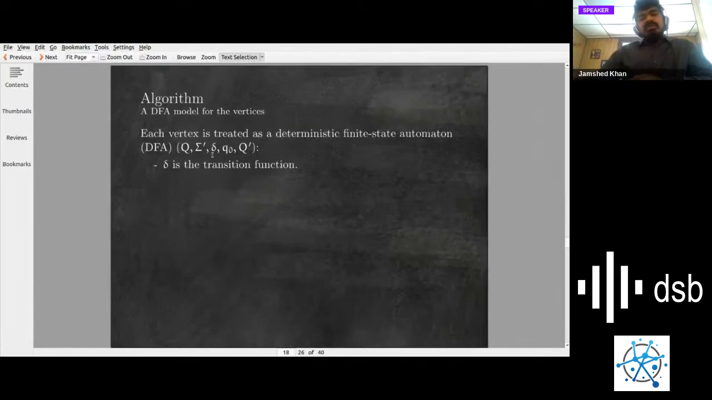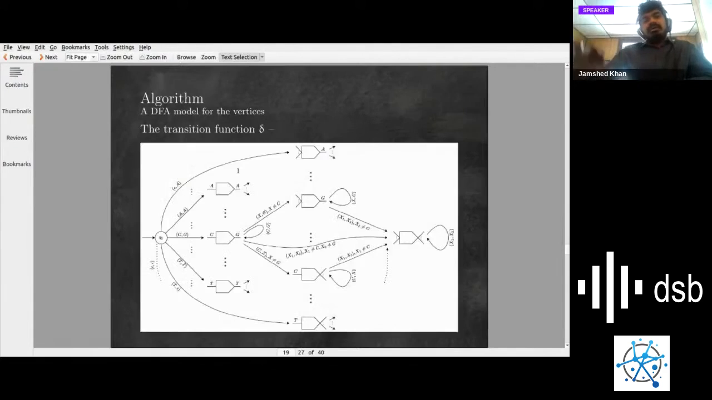And lastly, delta is the transition function. This is the most important parameter in this DFA, and delta governs how each of the automata transitions from one state to another. This picture is a very detailed overview of how the transition function works. So let's not dive too much into it, but let us just simulate the transitions for a random hypothetical k-mer that it may encounter during our graph traversal.